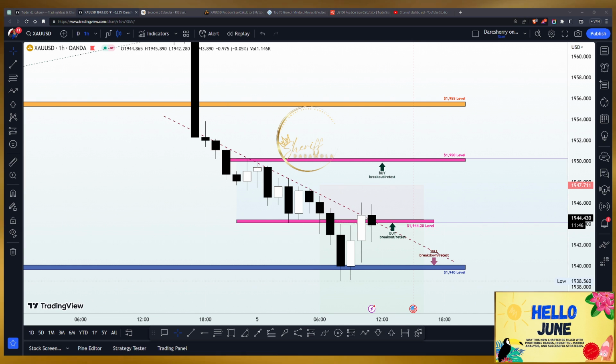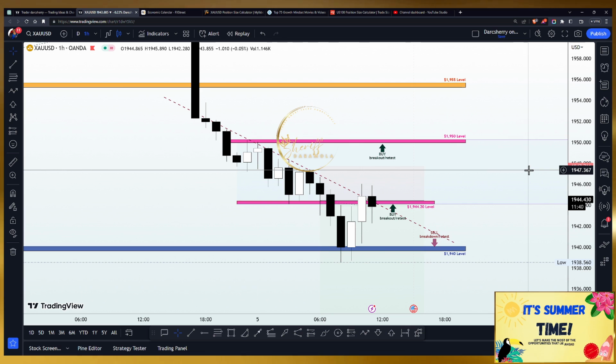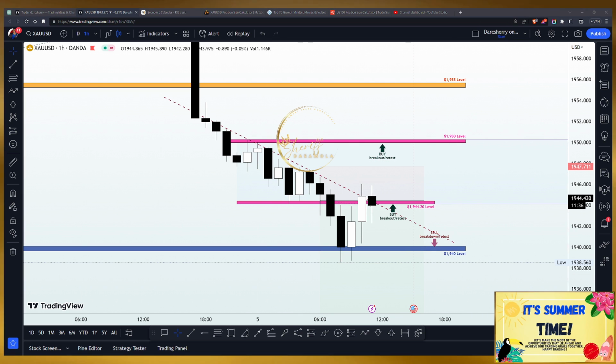Now, in as much as we're looking out for a buying opportunity in this market, we cannot ignore the potentials of sellers. Remember, this has been a very strong bearish momentum since last week, and obviously it is quite reasonable that we consider the potentials that sellers could still take over this market. Now, what do we want to see on this chart that will inform us that we should be getting ready to sell?